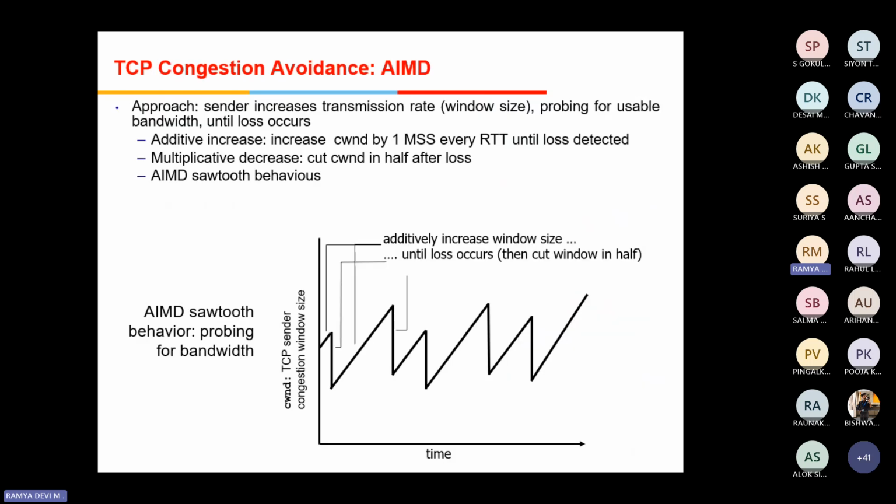So what is the congestion avoidance state? In the congestion avoidance state, linear growth will happen. Once it reaches the threshold, instead of doubling the congestion window size, it will increase the congestion window size only by 1. Okay, that is additive increase. That's why the name is given as additive increase. Okay, so we'll see an example.